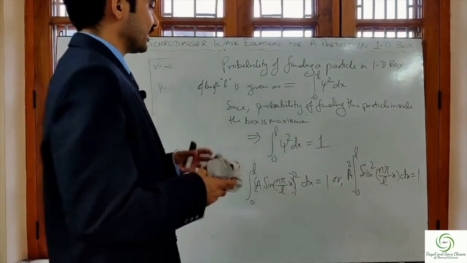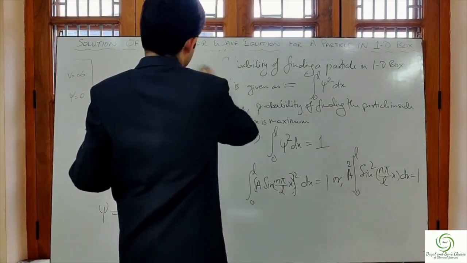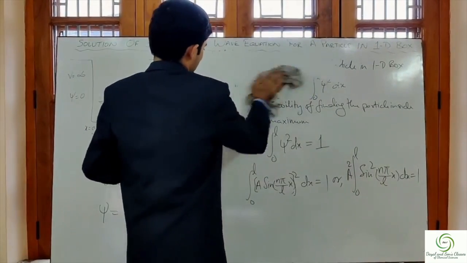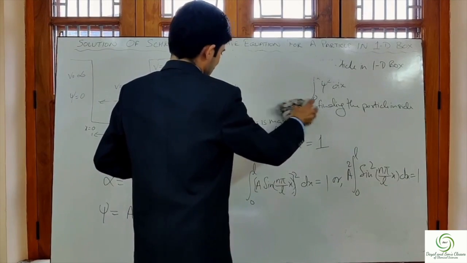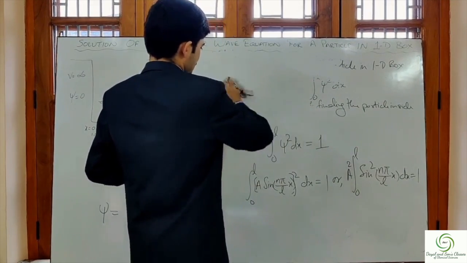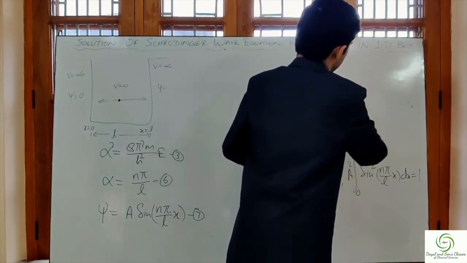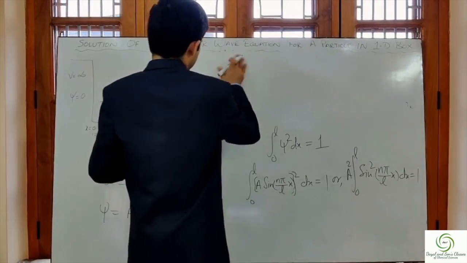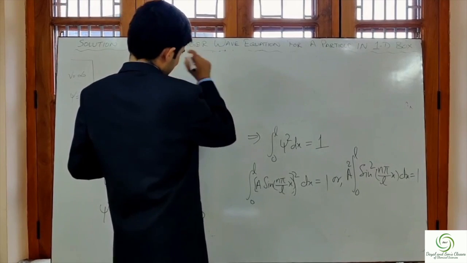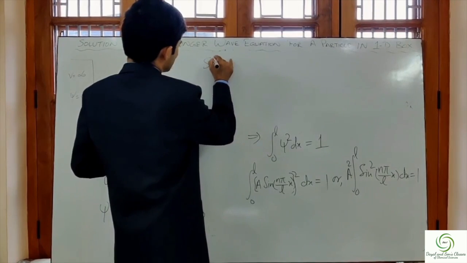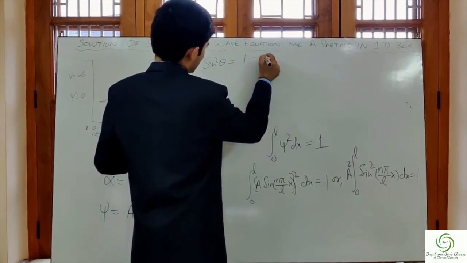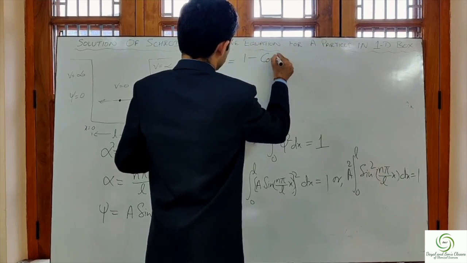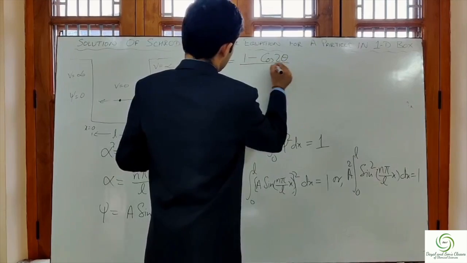There is no direct integration formula for sine square, a squared trigonometric function. So what we have to do is convert this square term into a single power. And how to do this? For doing this, we will use a trigonometric identity. There is a trigonometric identity which says that sine squared theta is equal to 1 minus cos 2 theta, divided by 2.